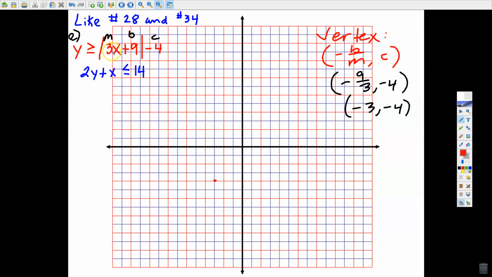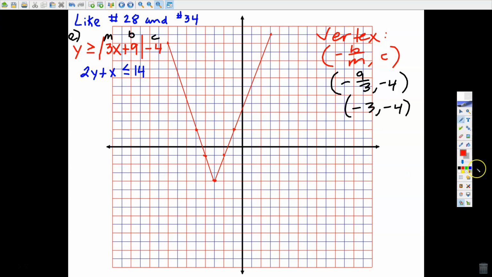And from there, I'm going to look at the slope number, and I'm going to count out a positive 3 slope and a negative 3 slope. And when I put those together, it makes the V. My V is going to be solid because it says or equal to. And the shading greater than is above the line, so in just a minute when I shade, I'll be shading inside the V. It's greater than both lines, everything inside.